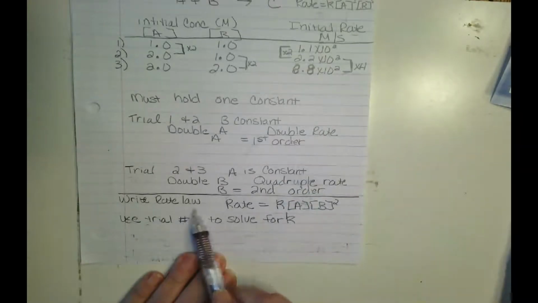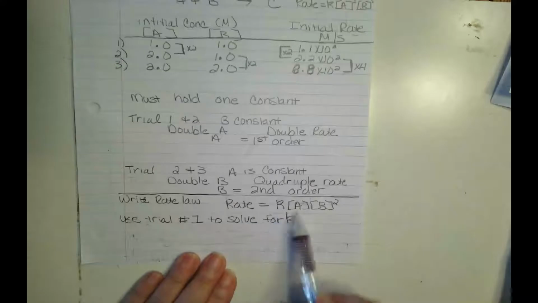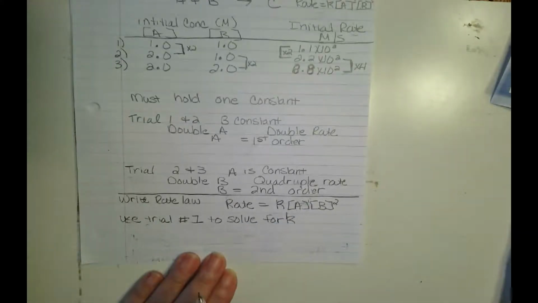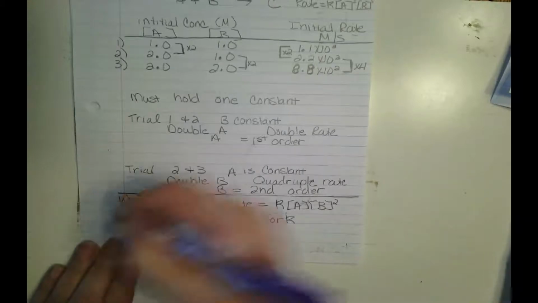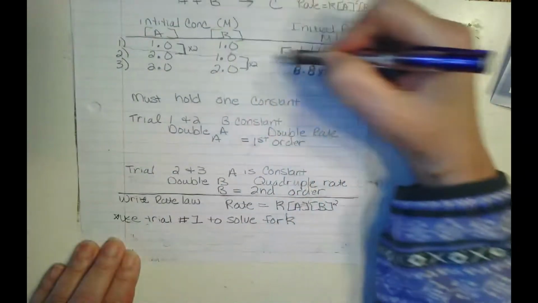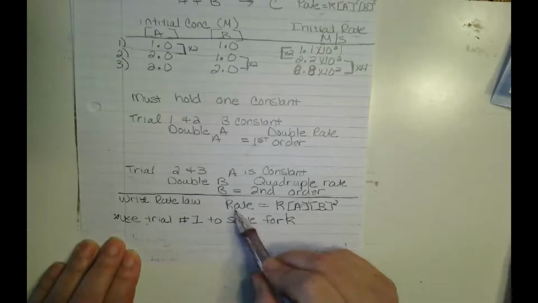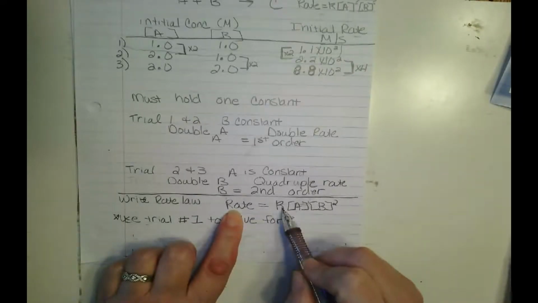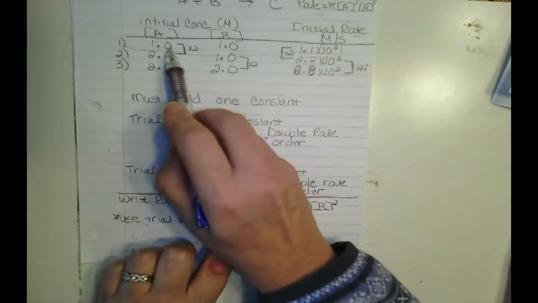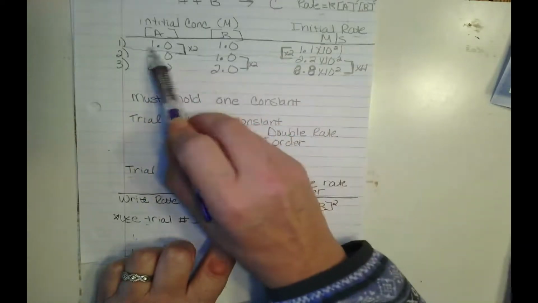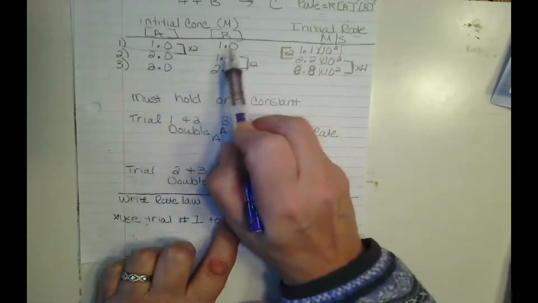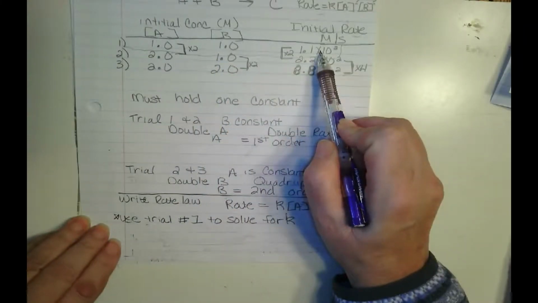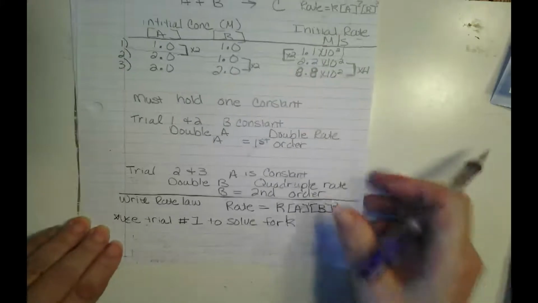So then I can write my rate law. Rate equals A to the first order, B to the second order. And then I'm going to use trial 1. I'm going to use these numbers because now I have my equation. If I plug in my rate and my concentration of A and B, I can solve for K. If I pick one of these trials, you can't mix and match. You have to pick one. There's my concentration of A, there's my concentration of B, and there's my rate. And that's what I'm going to use to plug in this equation and solve for K.